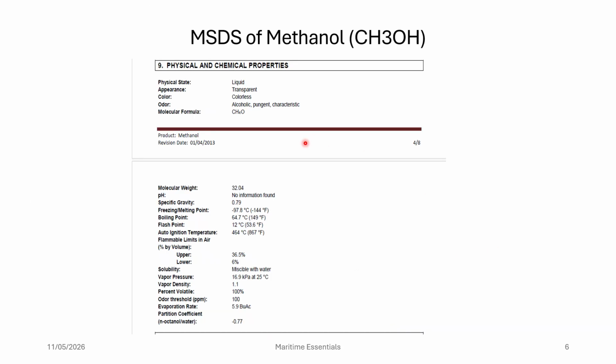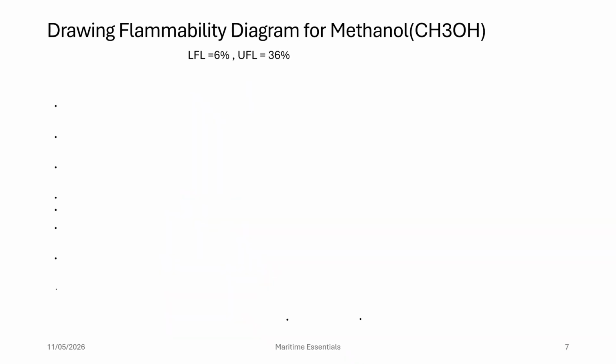Let us take a cargo. The cargo is methanol, right? Once you are going to load the cargo, you'll get the MSDS, or material safety data sheet, from the terminal or from your charterer, and in the physical and chemical properties you'll get all the important parameters of that cargo. Here the upper flammable limit for methanol is 36.5%. We round it to 36%, and the lower flammable limit is 6%, right? So let us draw a flammability diagram for methanol.